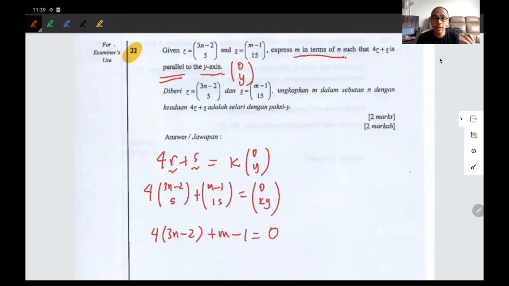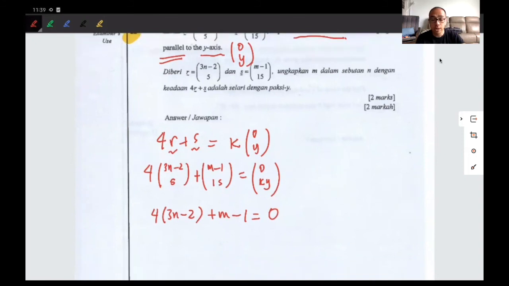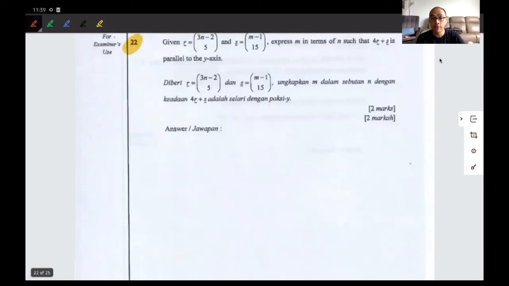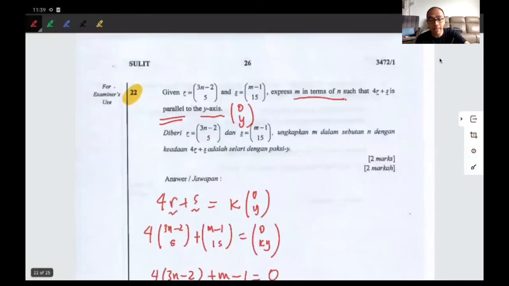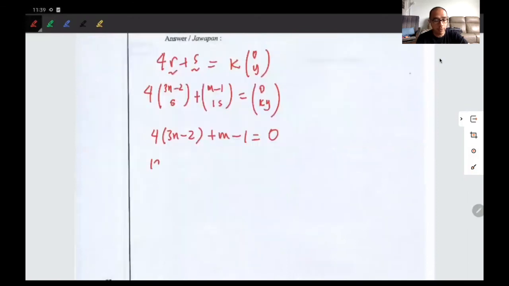When you understand that parallel to the y-axis means the x component is 0, then this becomes much easier. You can find m in terms of n. M in terms of n means m equals something. That's what this basically means. So 12n minus 8 plus m minus 1 equals 0.